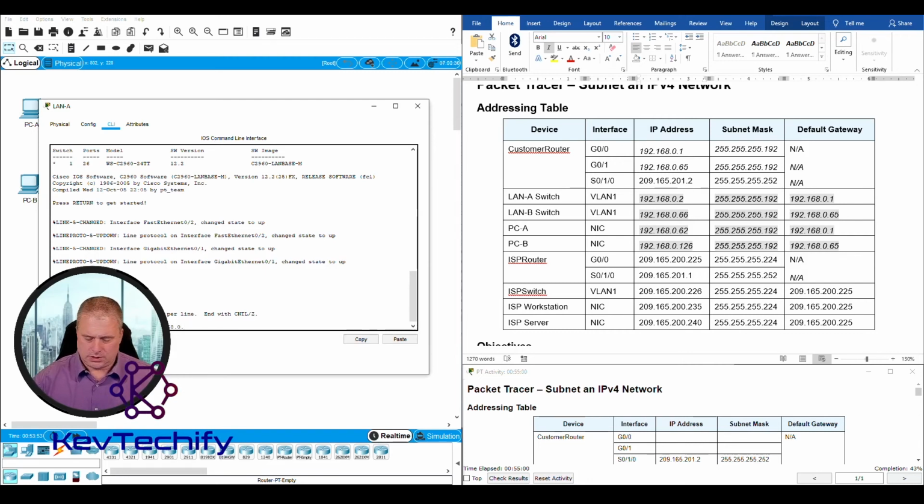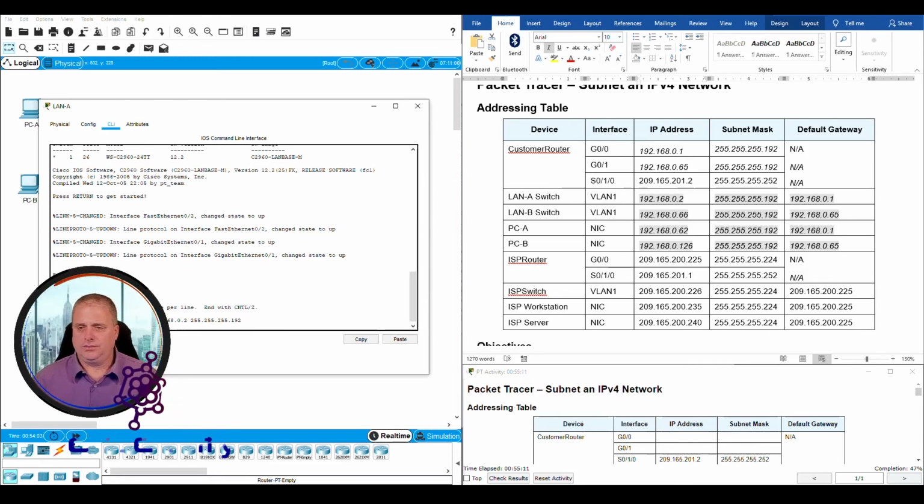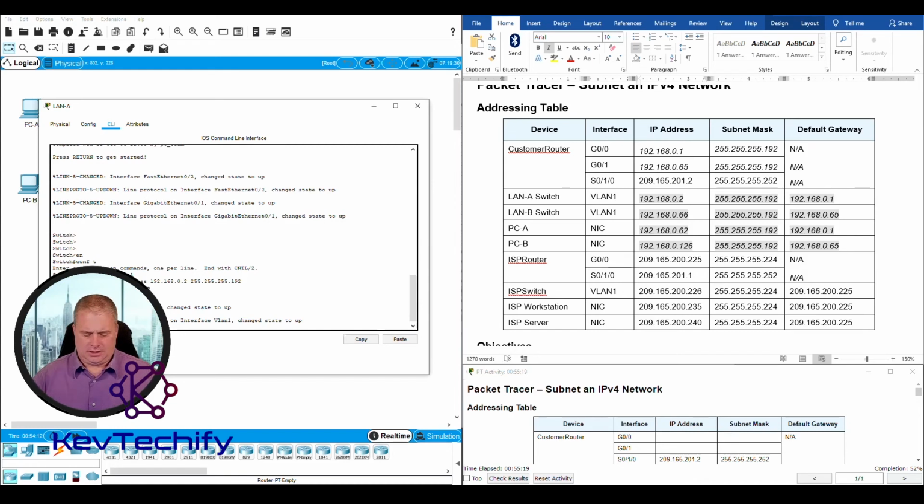192.168.0.2. Once again, we use the second one, put in our subnet mask 255.255.255.192. There we go. Now, while we're in there, do no shutdown. Good habit to get into. Make sure that your device is on. Notice as soon as we did no shutdown, we got some status updates. Interface VLAN 1 went up. Line protocol has now changed up.